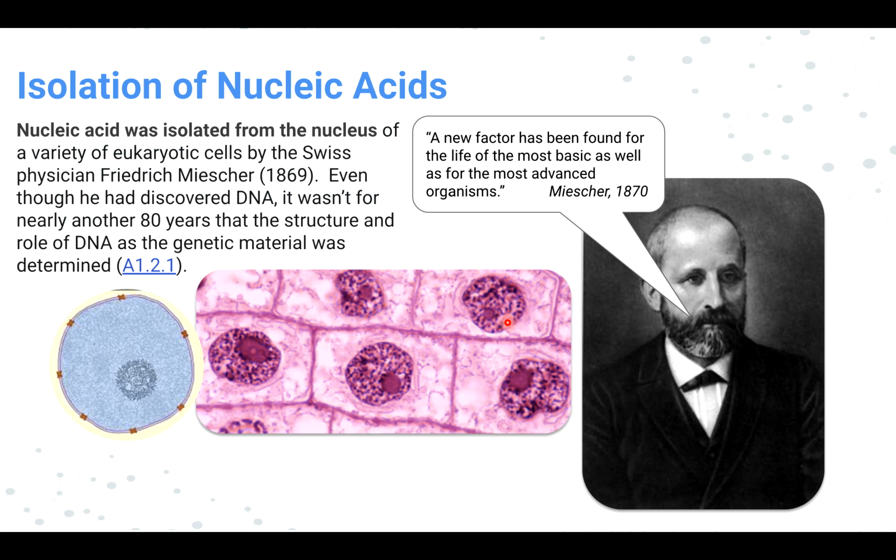Nucleic acid was isolated from the nucleus in a variety of eukaryotic cells by Friedrich Miescher. Even though he had discovered DNA, it was not for nearly 80 years that the structure and the role of DNA as a genetic material was determined. So imagine 80 years back, somebody had already talked about it.